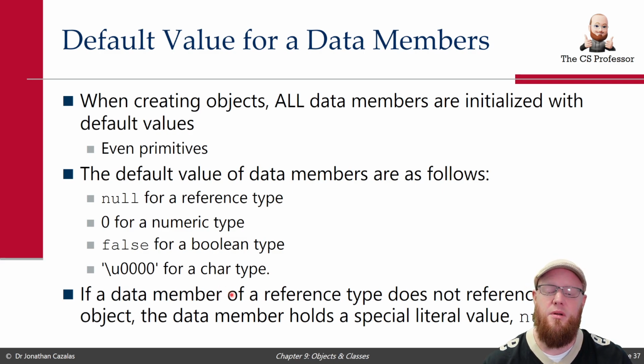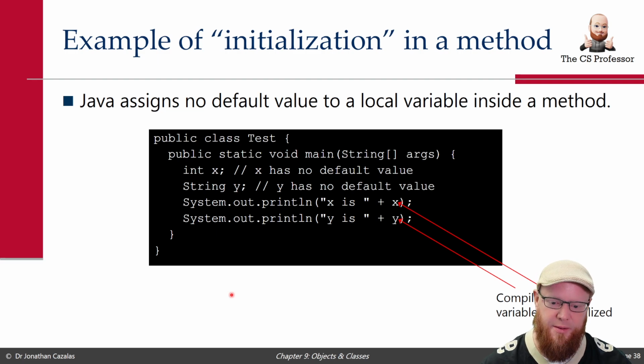If a data member of a reference type does not refer to or point to any object whatsoever, that data member will hold a special value null, which really just signifies that it points to nothing.